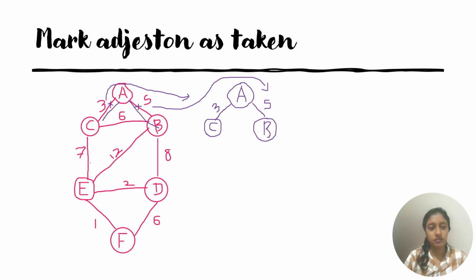Then next, we can check next minimum values. C to E, we don't take C to B, because if we get C to B, it can make a cycle A, C, B, A, B, C. Okay. Then next minimum value we can get C, E edge, and B, D edge 8, C, E 7, and B to E 12. We can take C to E. It is the next minimum value.